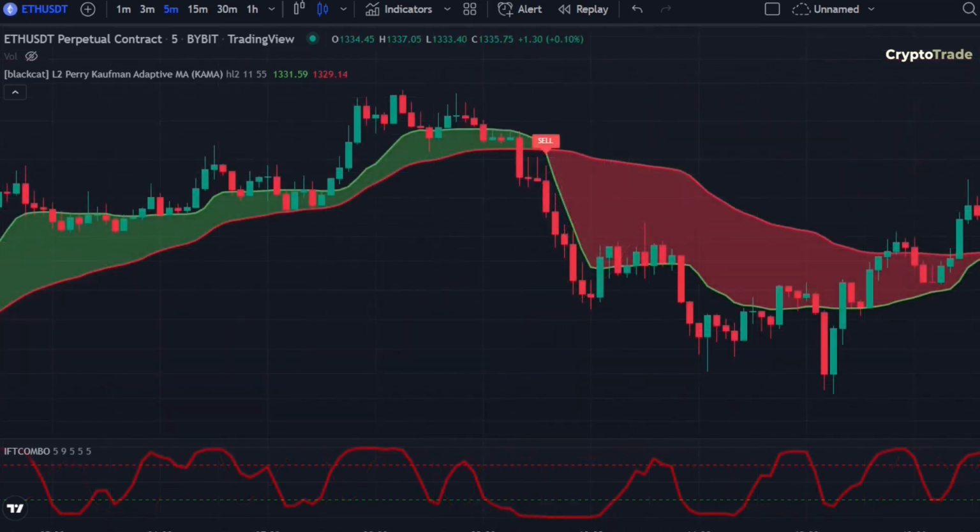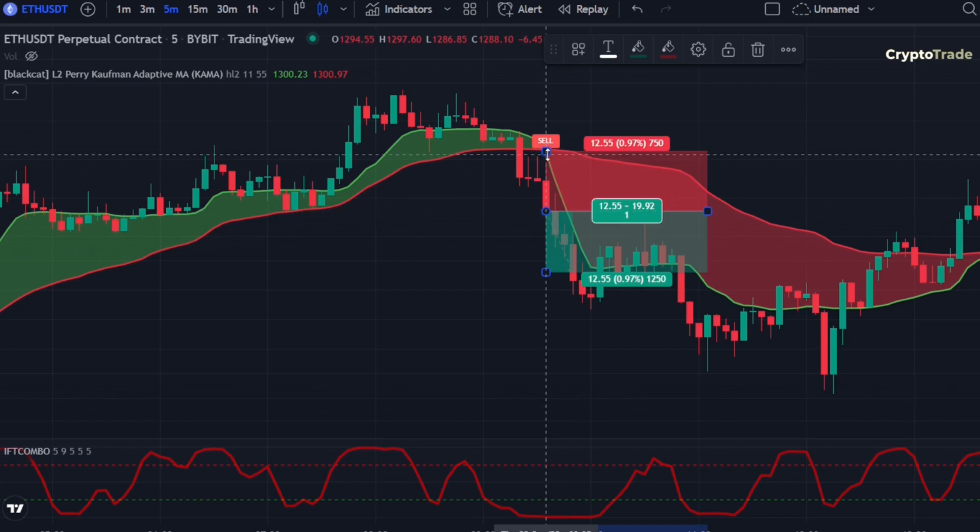The L2 PERRY KAUFMAN indicator gives a sell signal. The candle must be red and close below the cloud. The inverse Fisher transform indicator must be below the green dotted line. As these conditions are met, place a sell order at the close of the red candle with the sell signal.